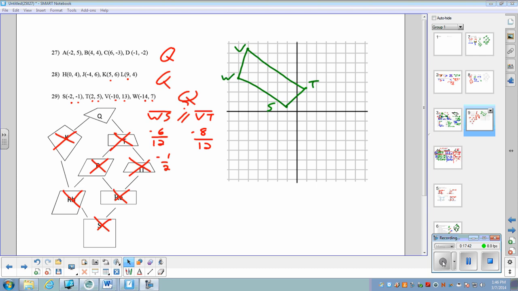I've skipped over the proofs and I've skipped over the constructions. Those are for you to work on your own. Good luck on your test.